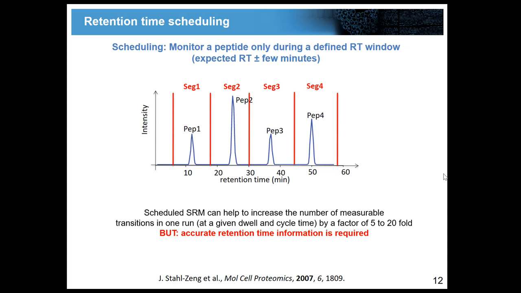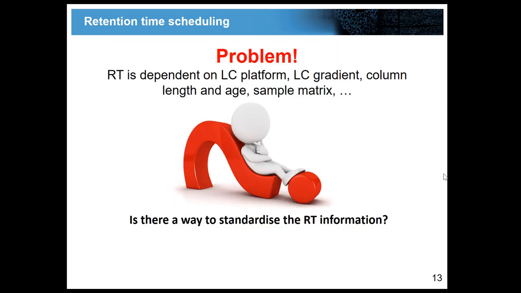And so what you can do is, of course, some preliminary experiments and measure the retention time of your peptide of interest on your instrument, and you find it's 12.5 minutes, okay? Now, you want to measure this peptide two weeks later, and by now the column has changed, or it's a new setup, and a lot of things can happen, and then this knowledge that you're looking for 12.5 minutes is not very useful for you. So retention time is actually dependent on the LC platform, LC gradient, column length, column age, and sample matrix.